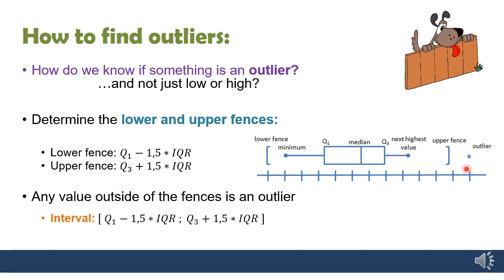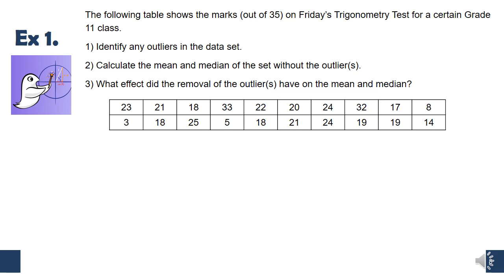All right, so your textbook talks about the interval. So all that means is that we're taking the lower fence and the upper fence and saying that everything in between this interval, and including, because it's square brackets, everything in between this is not an outlier, so is acceptable, and anything outside the lower fence and the upper fence is an outlier. Just one example today of how this works, how to identify outliers.